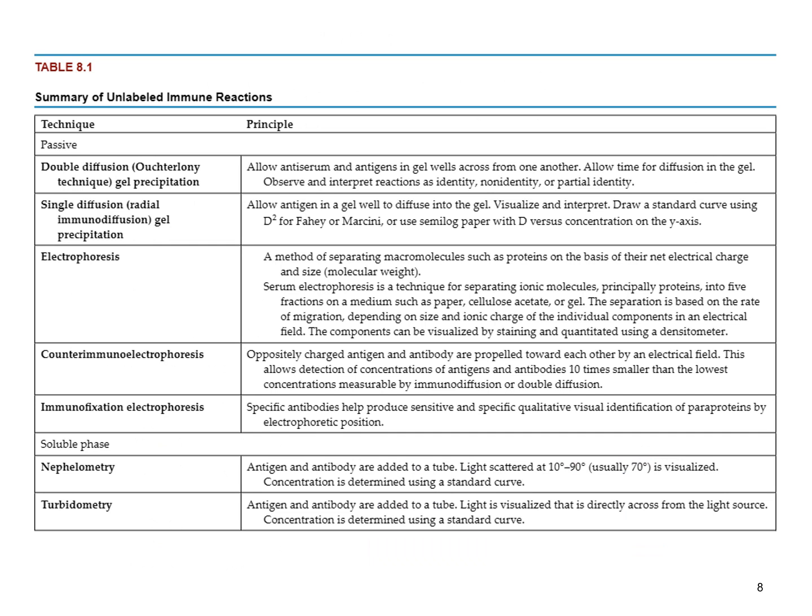Your textbook does have this great chart that lists these unlabeled immune reactions and the techniques that we would use to measure them. So it breaks down the technique and the principle of that technique. And we're going to talk about these over the next few lectures. So just refer to this chart when you're trying to see the differences between them and understand the difference in the principle of these reactions.